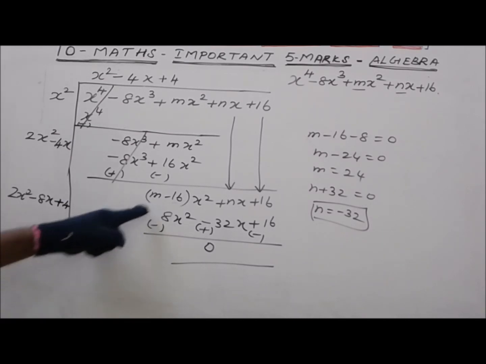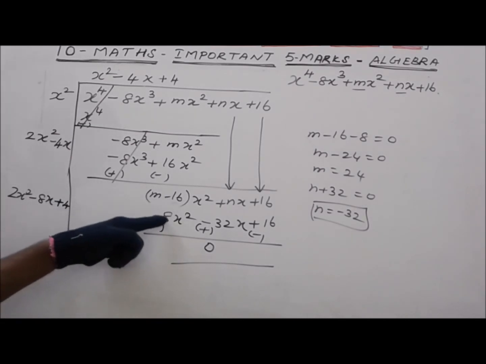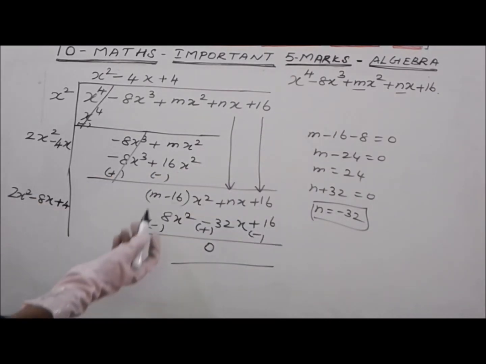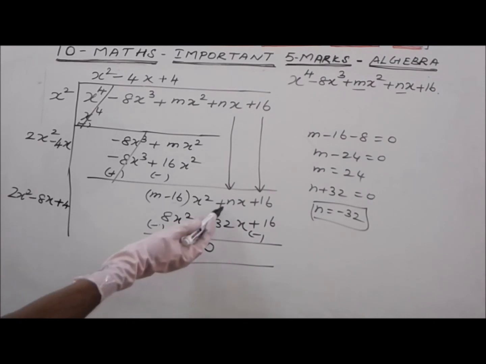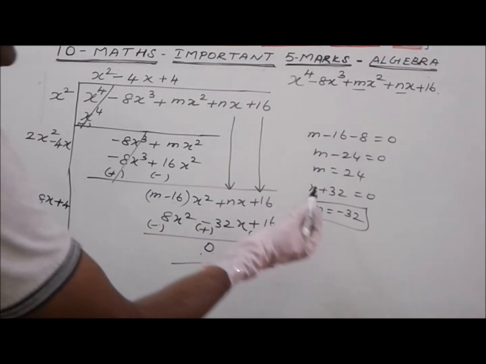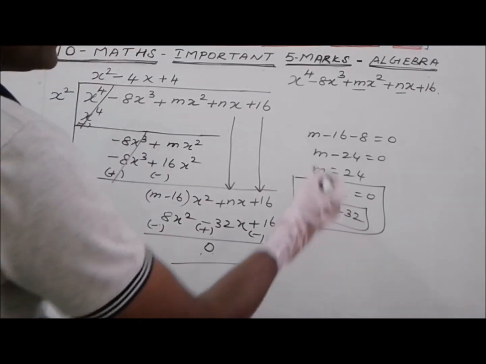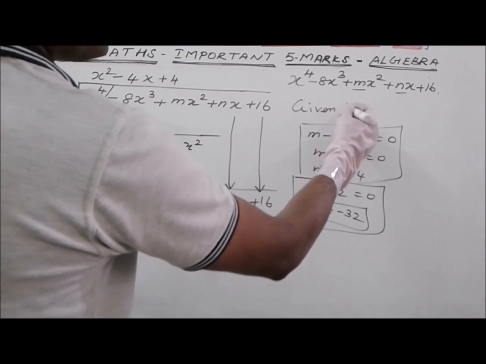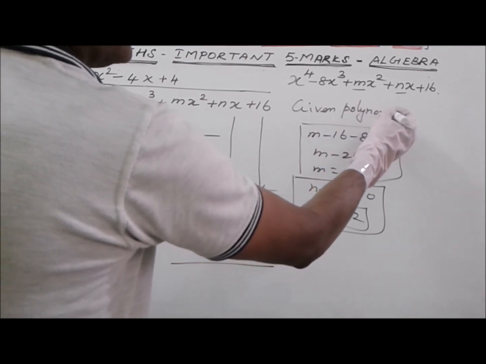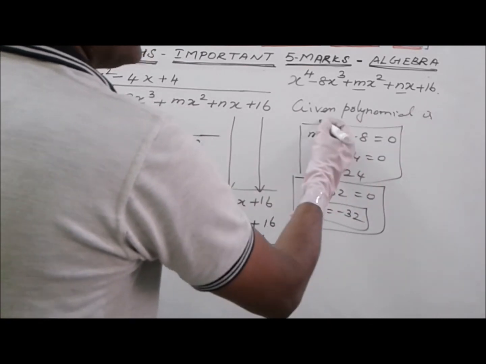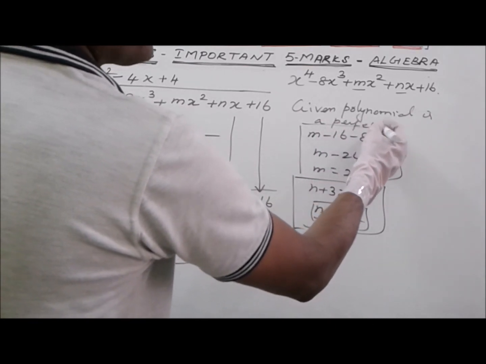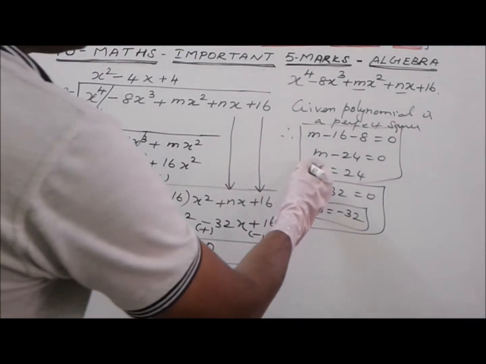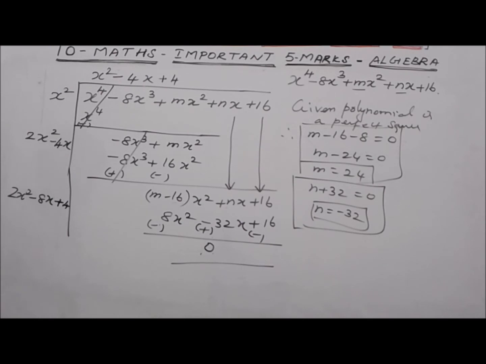Or we can equate the coefficients and simplify. Since the given polynomial is a perfect square, m minus 16 minus 8 equals 0, and n plus 32 equals 0. By those two equations, we can find the values of m and n. Therefore, m equal to 24 and n equal to minus 32.